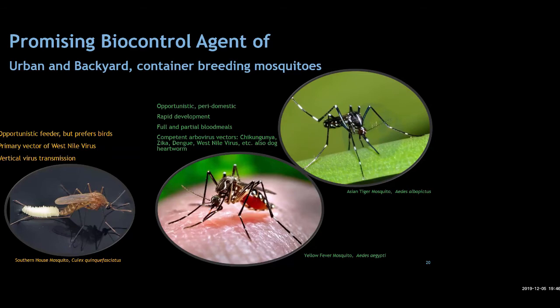complicates things is they really prefer to take blood meals from birds. They're avian feeders. Every now and then, though, they will find themselves in the vicinity of people and then bite people. Usually, they will only take one blood meal, though, and you might say, well, if they only take one blood meal, lay all the eggs, and then die, how can they possibly transmit a virus from a bird to a human if they only take one blood meal?